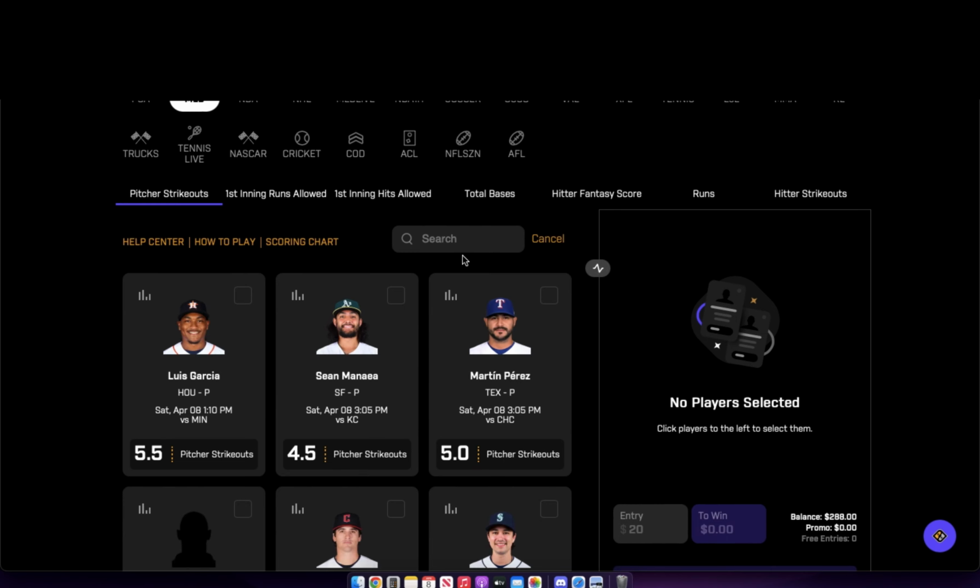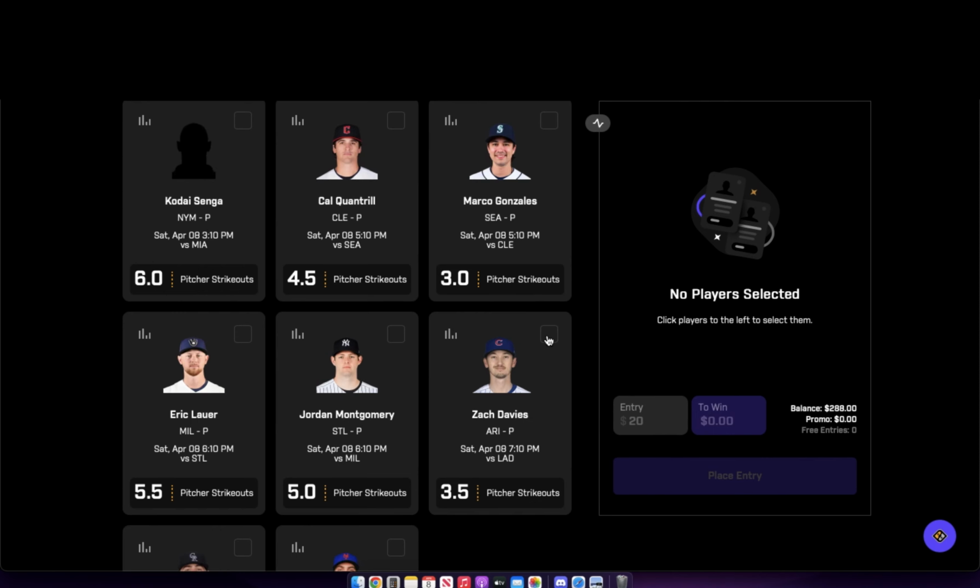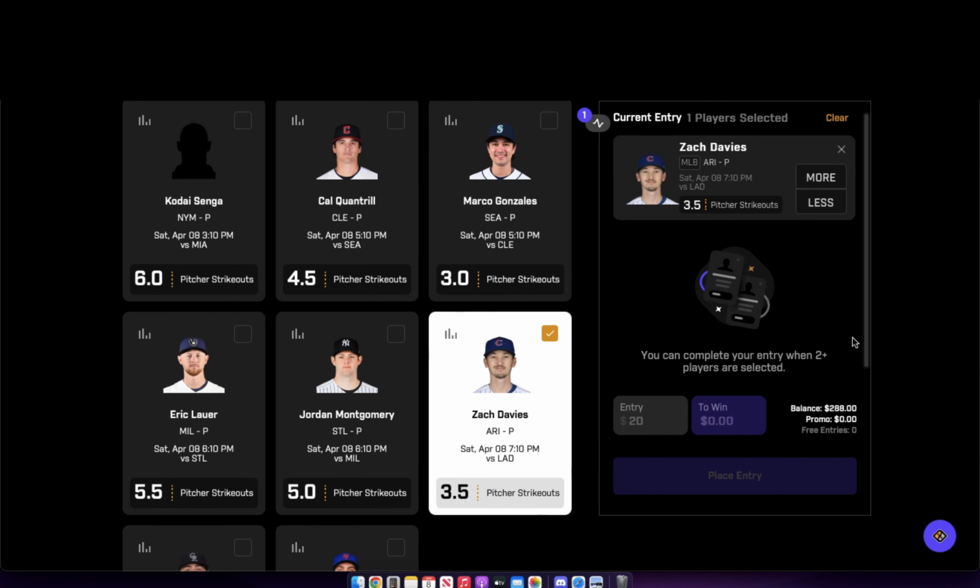So, first player prop on the board I want to talk about is going to be a strikeout prop, and I want to talk about the 3.5 strikeouts for Zach Davies versus the Los Angeles Dodgers. I like the over. I like the more on this one. Let's head on over to props.cash and find out why.